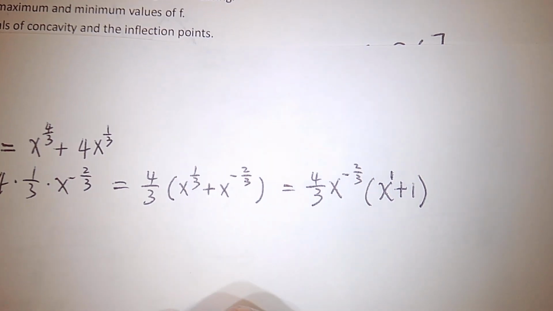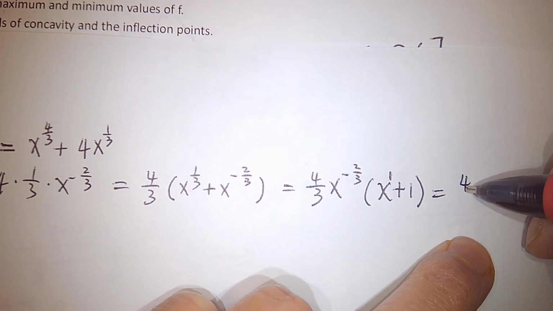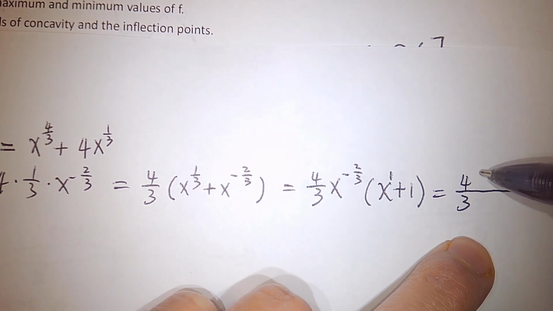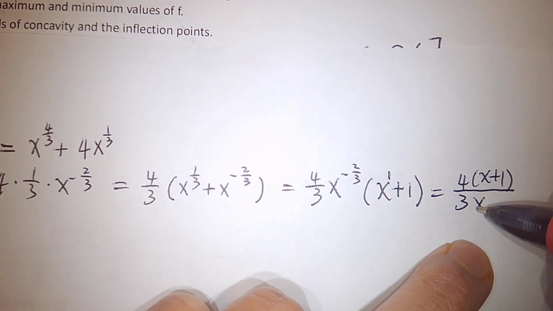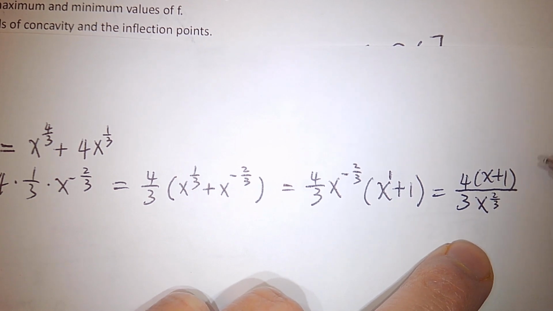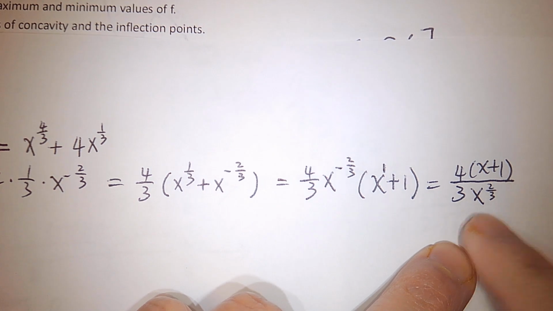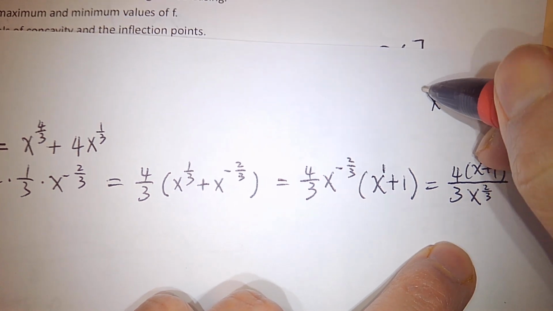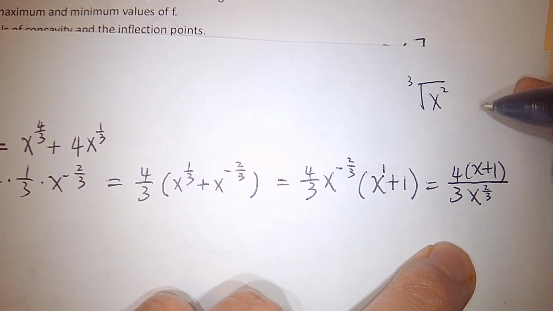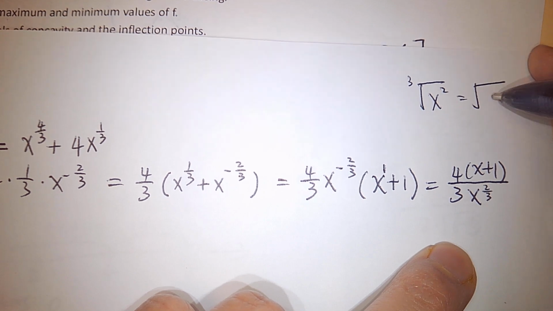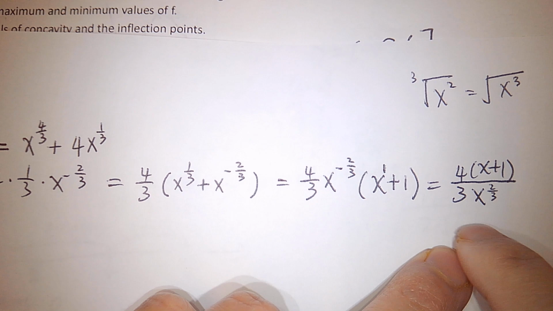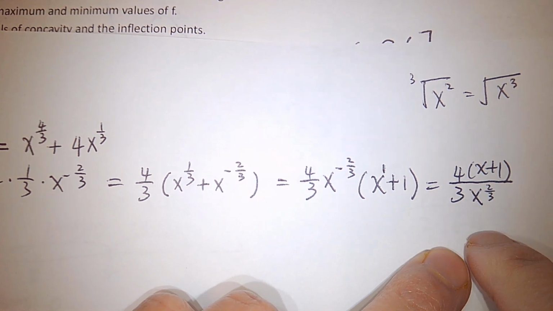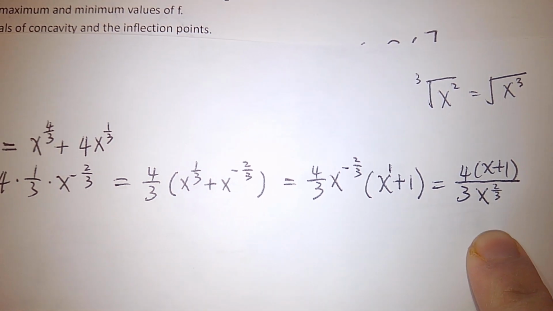So this will equal what? 4/3 on the top give us x plus 1. On the bottom it gives us x to the what? 2/3. What is x to the 2/3? X squared cube root. Or you can say square root of x to the cube. Either way, okay? So on the bottom it gives us this. Alright, now this is C prime.